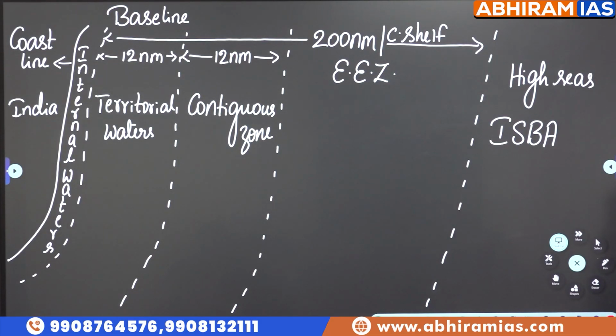Second one, contiguous zone. It is 12 nautical miles from territorial waters, or 24 nautical miles from the baseline. Here the country will have limited powers.